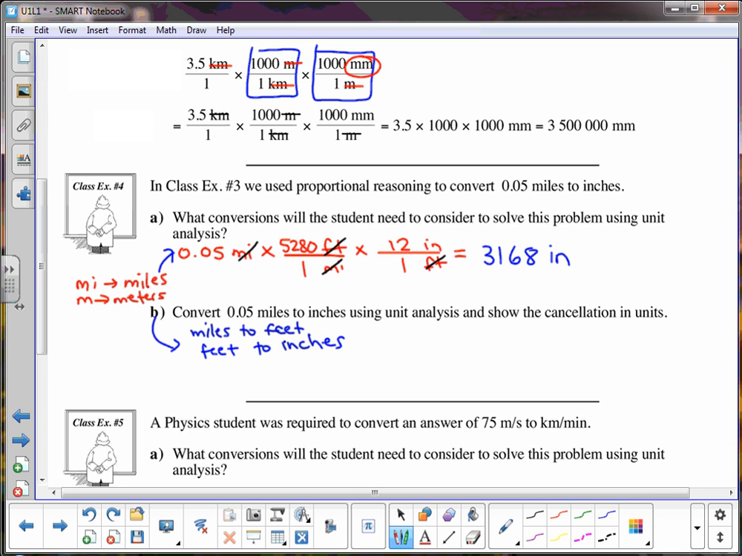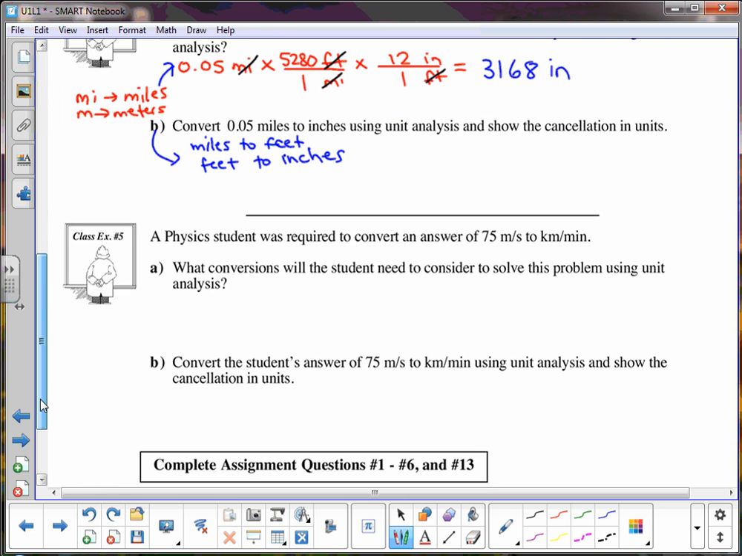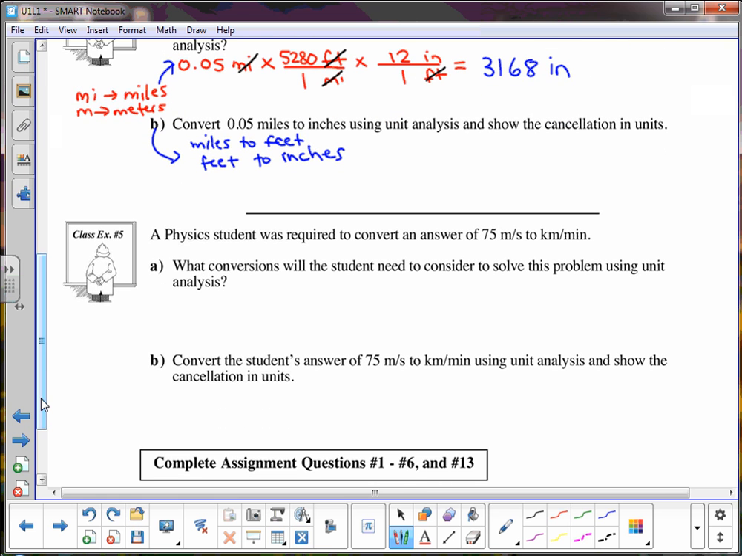Okay, example number 5. A physics student was required to convert an answer of 775 meters per second to kilometers per minute. What conversions will the students need to consider to solve this problem using unit analysis? Well, there's 2 things, right? 1, our meters have to go to kilometers. And the second part, the seconds have to change to minutes.